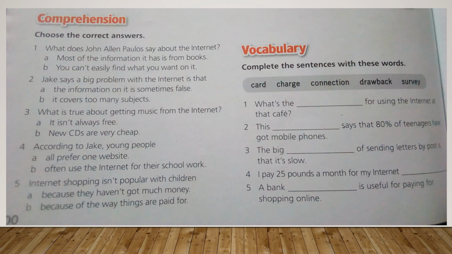4. I pay £25 a month for my internet connection. Excellent. If you are a member or you have a subscription for internet connection at TE Data, you have to pay money for it monthly. 5. A bank card is useful for paying for shopping online. A bank card is useful for paying for shopping online.